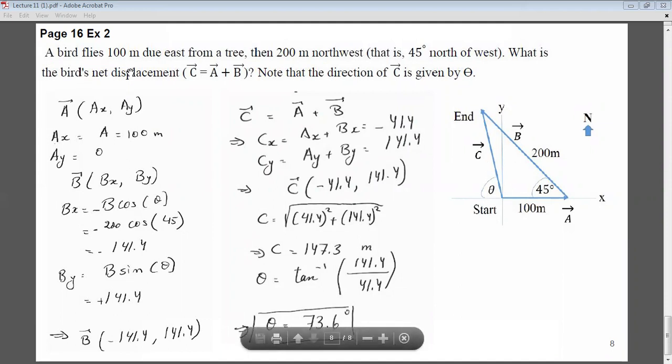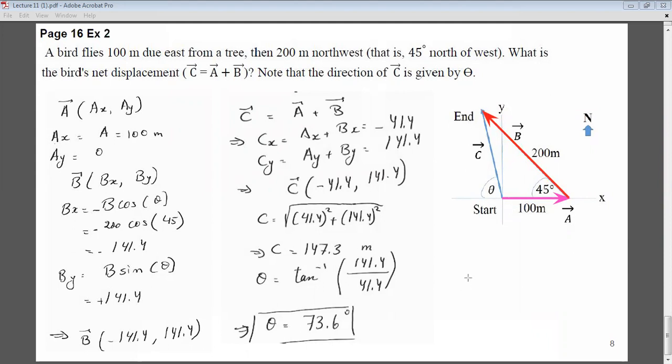A bird flies 100 meters due east from a tree. So this is the first vector A. Then 200 meters northwest, that is making angle 45. So then he's going this way. Okay, what is the bird's net displacement? He's actually drawing for me graphically.